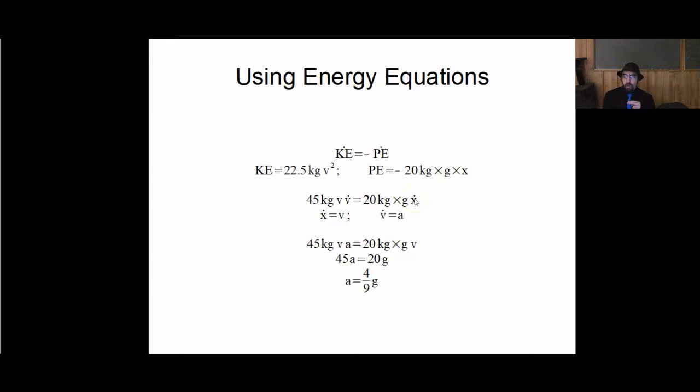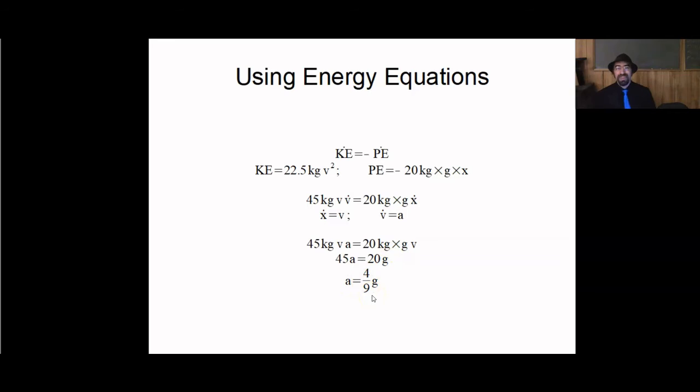But let's think about this. When I say rate of change of velocity, that has a name. V dot is just a. And when I say rate of change of position, that has a name. X dot is just v. So I can rewrite this as 45 kilograms times v times a equals 20 kilograms times g times v. Divide both sides by v. I get 45a equals 20 times g. Gravity. I get acceleration is 4/9 g.